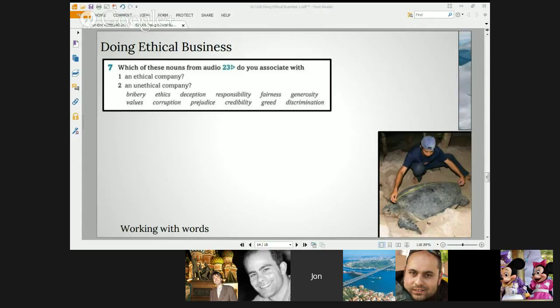Sorry. How many turtles there are? Yes. Exactly. So probably some kind of inventory. Maybe that's one of the green projects that a company could sponsor. Maybe that's the reason why we're seeing this picture.